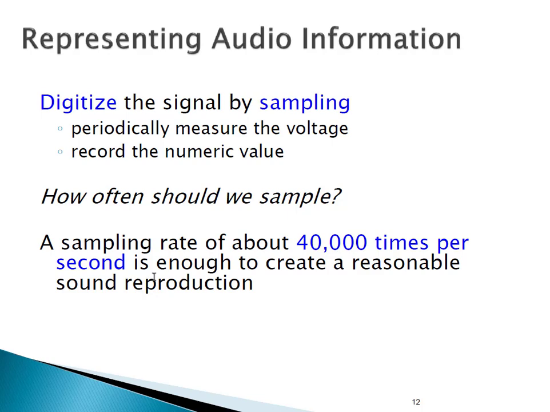Well, that brings the question, how often should we sample, right? Should we sample 3 every second, or 4 every second, or 1,000 every second? Well, to get a reasonable sound reproduction, it turns out you should sample at least 40,000 samples per second. Okay, so that's quite a lot, and that gives us our sampling rate.